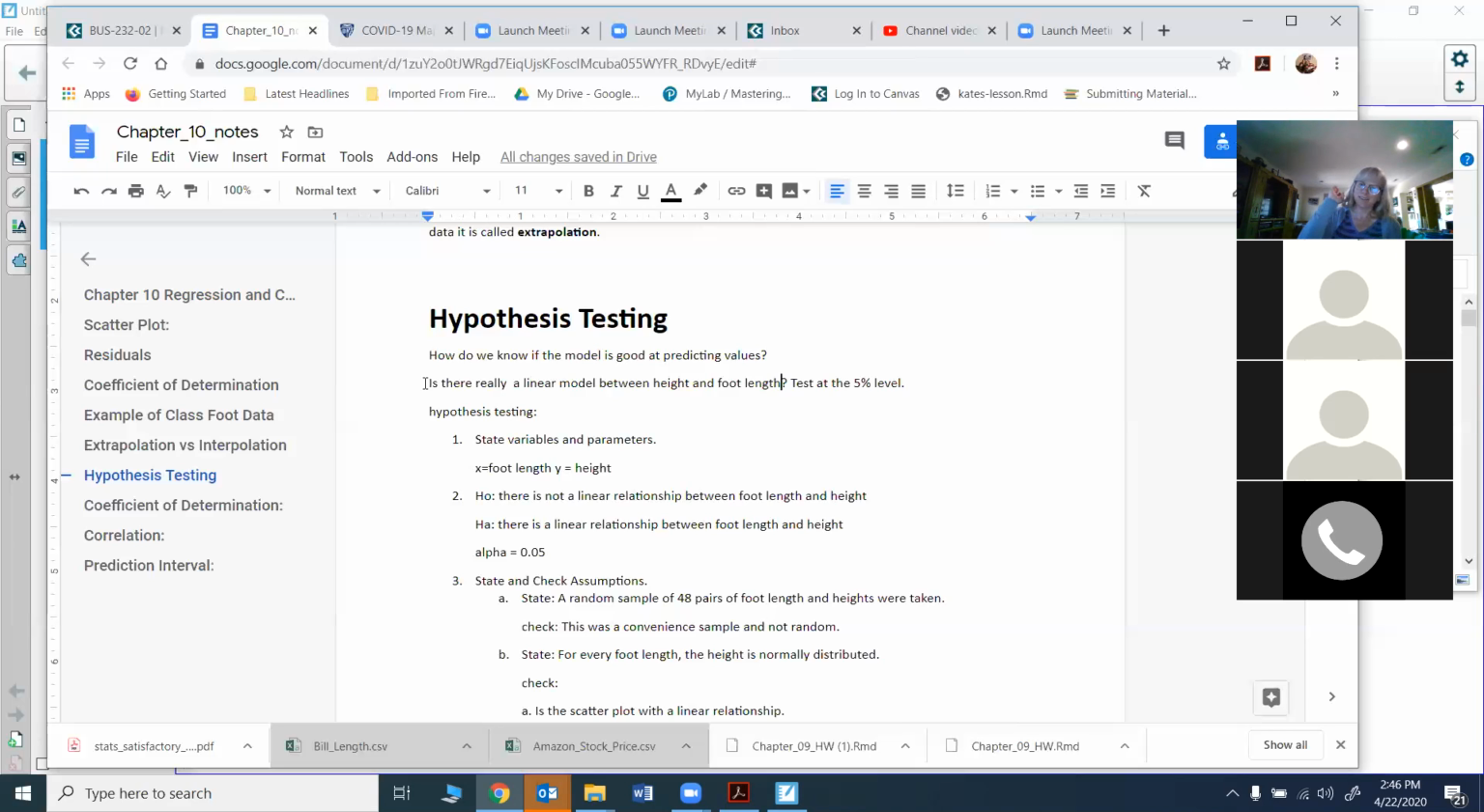The HO, it doesn't really matter. In fact, there's people out there that argue we shouldn't even worry about null hypothesis anymore. But your HA is really the question you're trying to ask. This is what I want to know. Is there a linear relationship between foot length and height? And your HO is there's not. So that's kind of where we go.